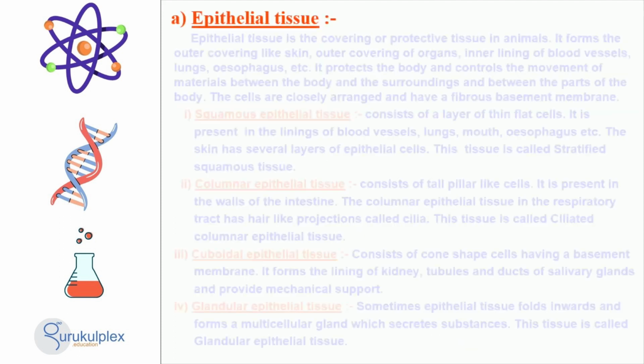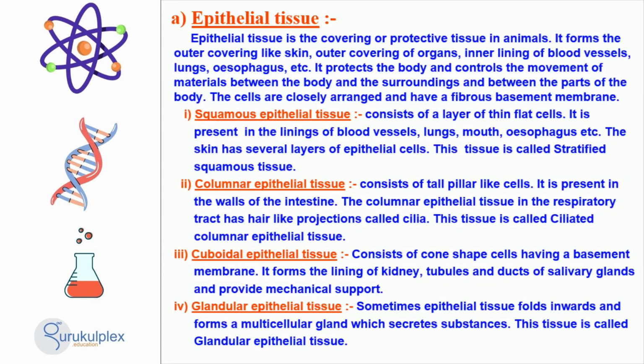Epithelial tissue is a type of tissue that provides a cover and acts as protection for the body. It forms a barrier and controls the movement of materials between the body and the environment and between the parts of the body. It is made up of closely packed cells and is divided into four main types: squamous, columnar, cuboidal and glandular.